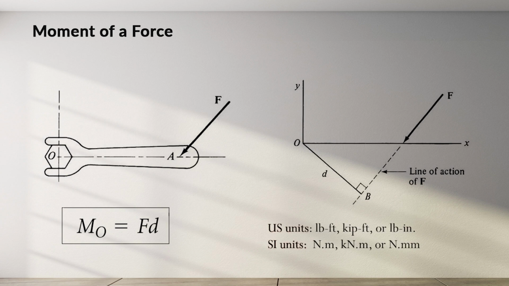In U.S. customary units, moments or torques may be expressed in pound-foot, kip-foot, or pound-inch, and in the SI system, it's usually referred to in Newton-meters, kilonewton-meters, or Newton-millimeters.